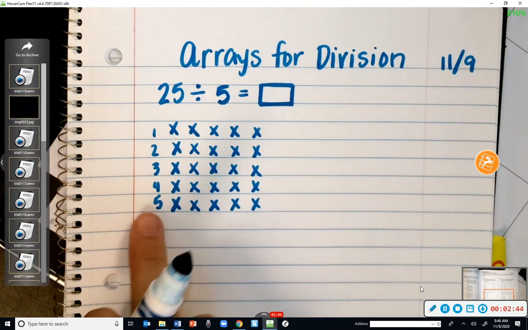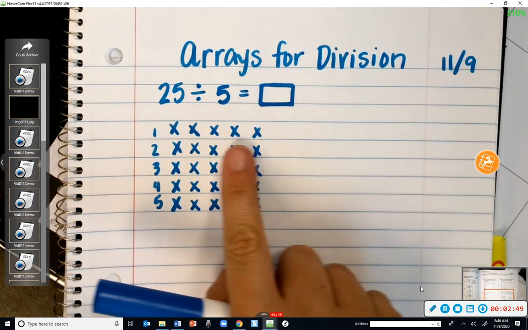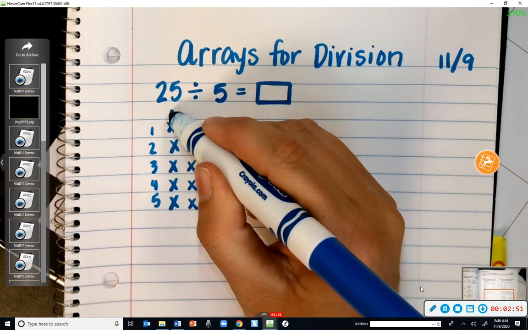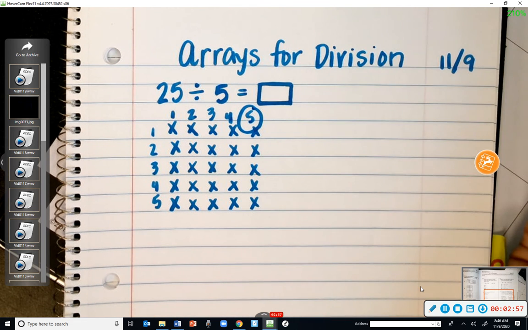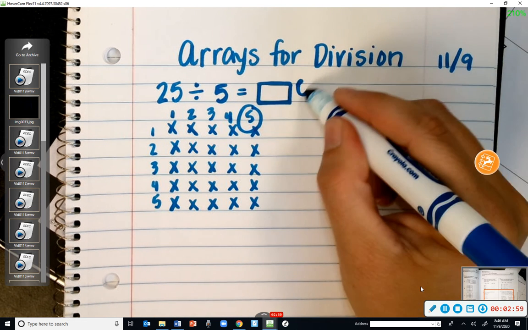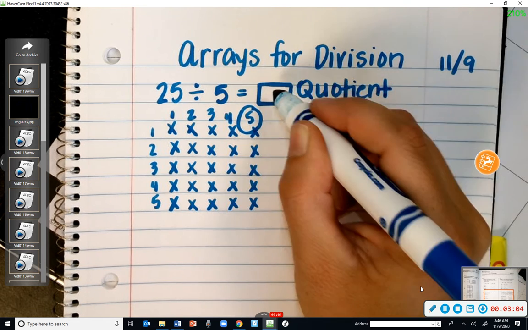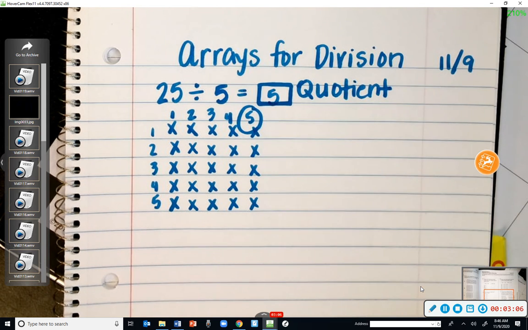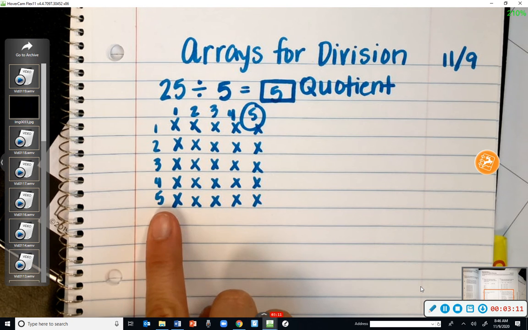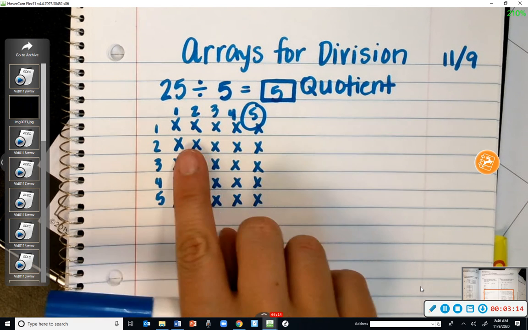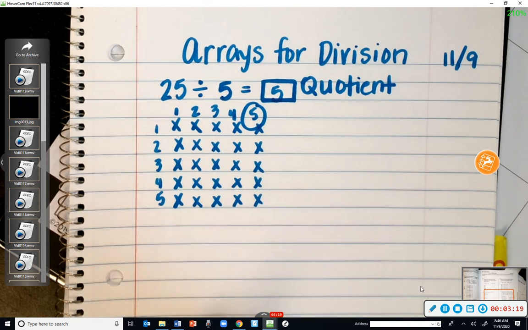Okay, so I've counted the rows. I have 5 rows, and now I need to count how many ended up in the row. 1, 2, 3, 4, 5. So my missing quotient, or my answer, is 5. So we started out with 5 rows, and then we filled in the rows until we got to 25. Okay? Let's try another one.